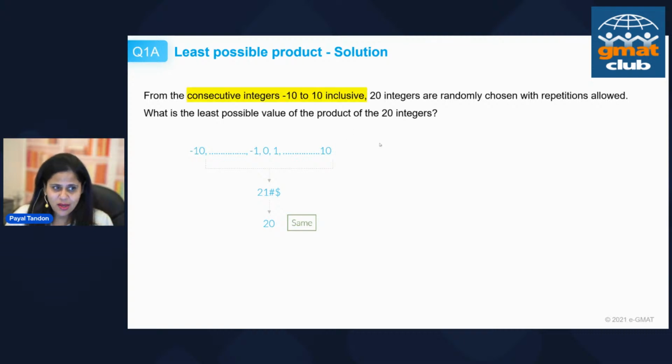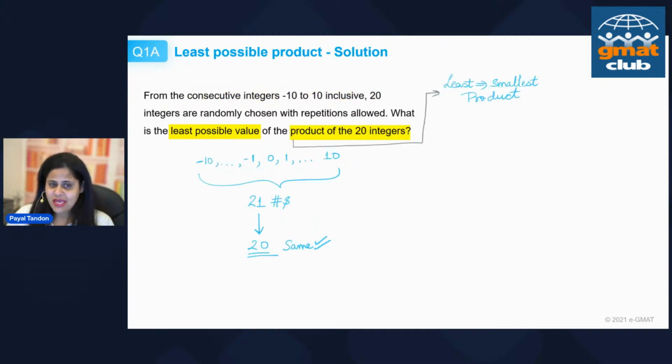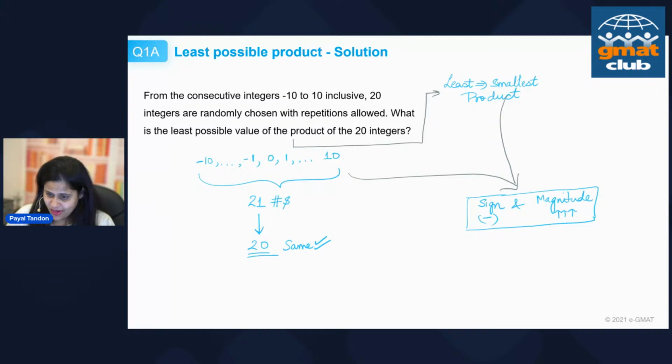Now, what is the question asking? What is the least possible value of the product of 20 integers? So you need to minimize the product. Now, you have negative numbers here, and this is where as you read the question statement, you need to break it down. You have 20 integers, some of them are negative, some of them are positive. You need to take the product such that it's the minimum product. What does that mean? This means that the magnitude of that product needs to be the highest possible, right? And the sign of that product needs to be negative. Is that point clear to everybody? Because that's the inference that we need to draw, okay?